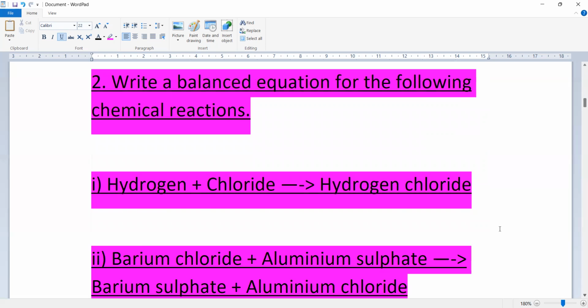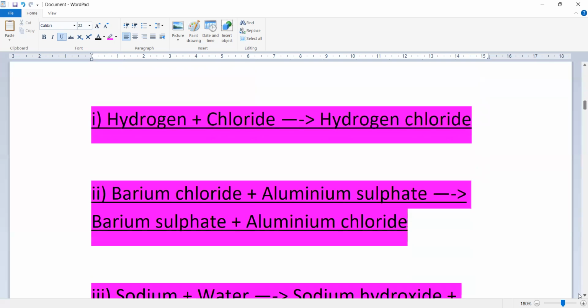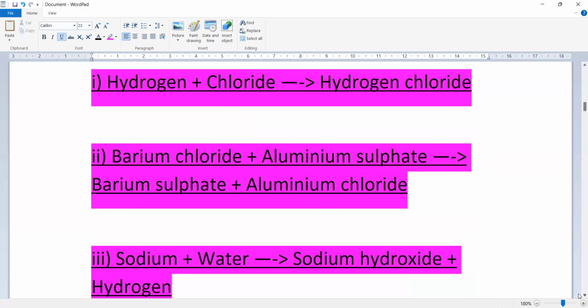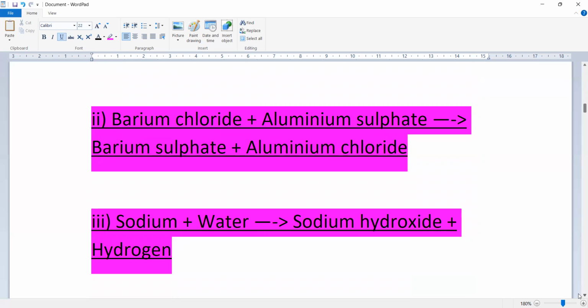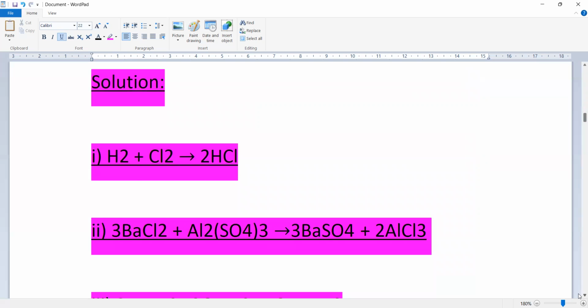Next, write a balanced equation for the following chemical reactions. First example: hydrogen plus chlorine gives hydrogen chloride. Second: barium chloride plus aluminum sulfate gives barium sulfate plus aluminum chloride. Third: sodium plus water gives sodium hydroxide plus hydrogen. Solution of the first: H2 plus Cl2 gives 2HCl. Here we write 2 because H is 2 times and Cl is 2 times.